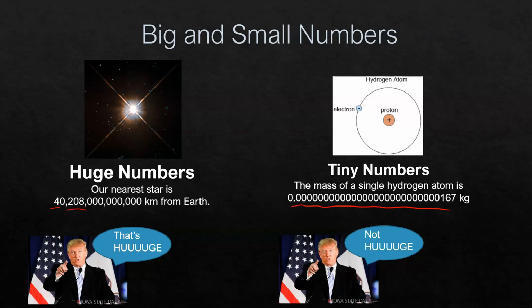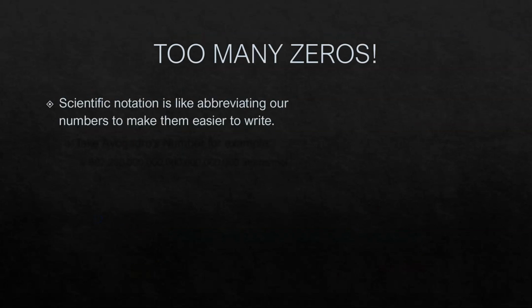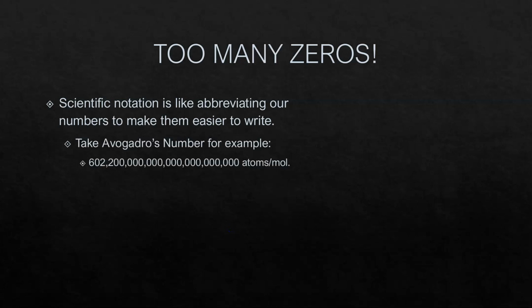So why do we need to use scientific notation? Because sometimes there's just too many zeros and they're pesky. Scientific notation is a way to abbreviate our numbers to make them easier to write and to work with. So let's take Avogadro's number.